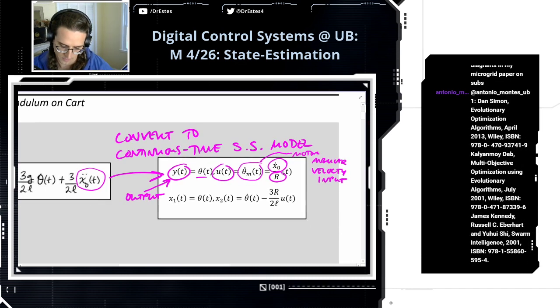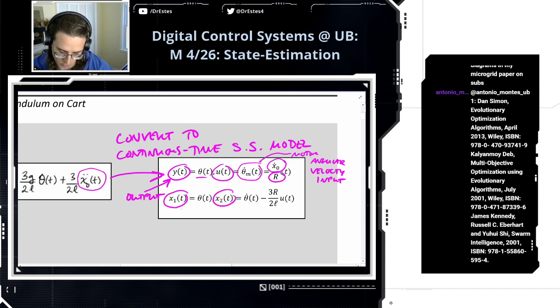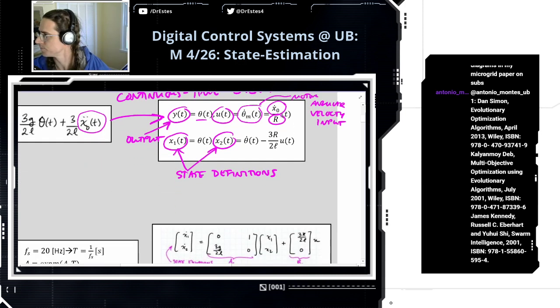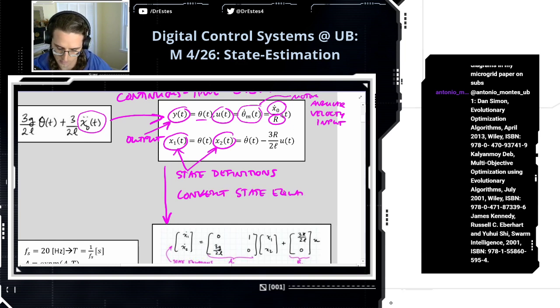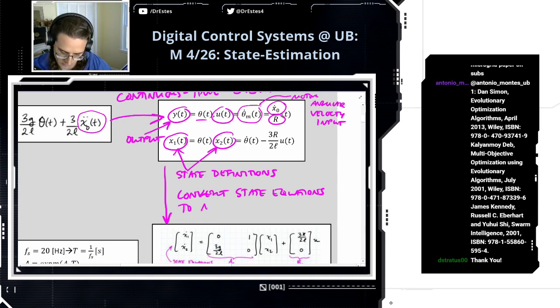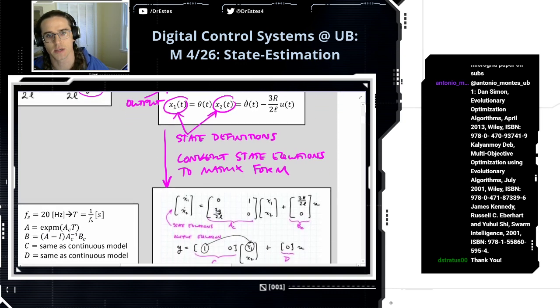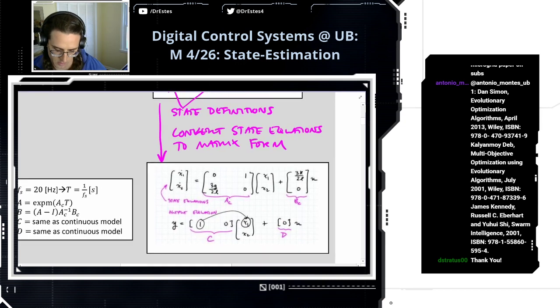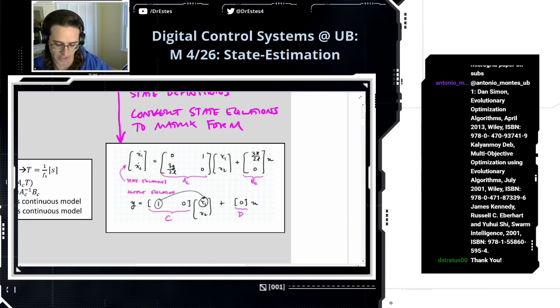All right. And then we defined two states, X1 and X2. State definitions. And once you do this, we converted state equations to matrix form. And this is a continuous time state space model in matrix form. So we have our continuous time A matrix, B matrix, C, and D.